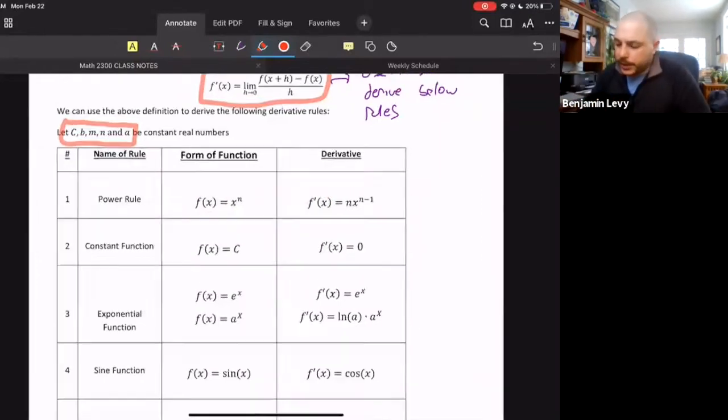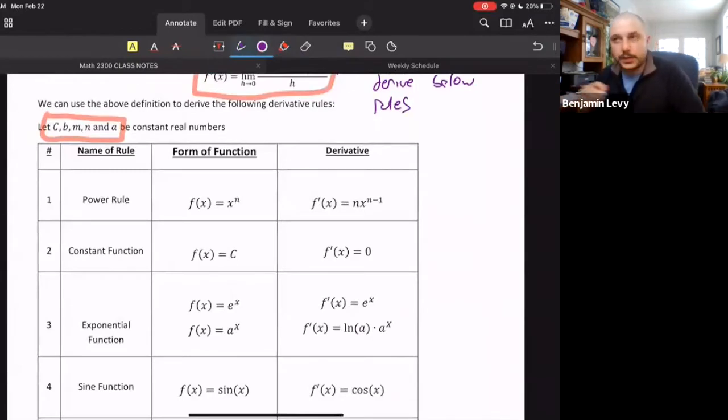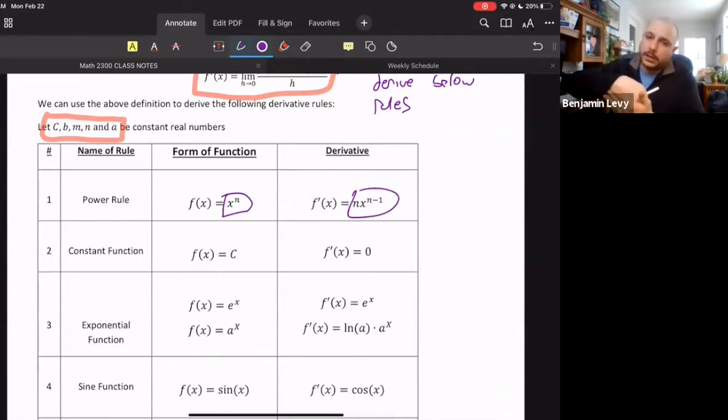What the first one tells us, this is the most basic rule there is. This is what the homework's on this week. It's the power rule. It tells us when we have x raised to the power of n, when we take the derivative, you just bring down the power n and subtract 1 off the power. See how that's what that says? Let's do a quick example of that.